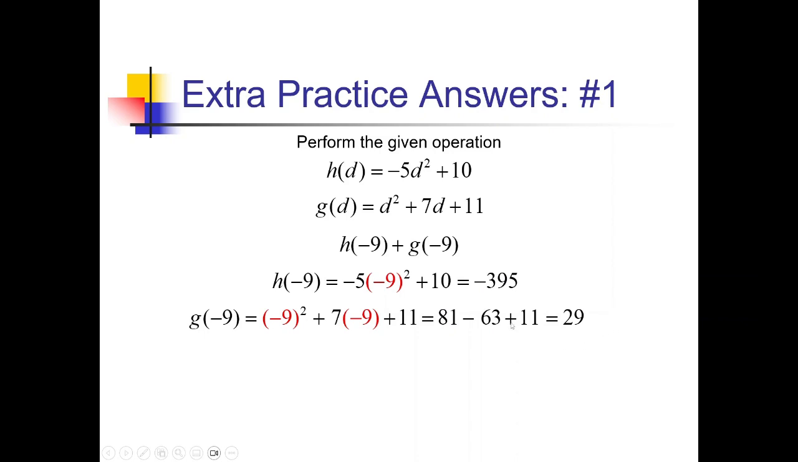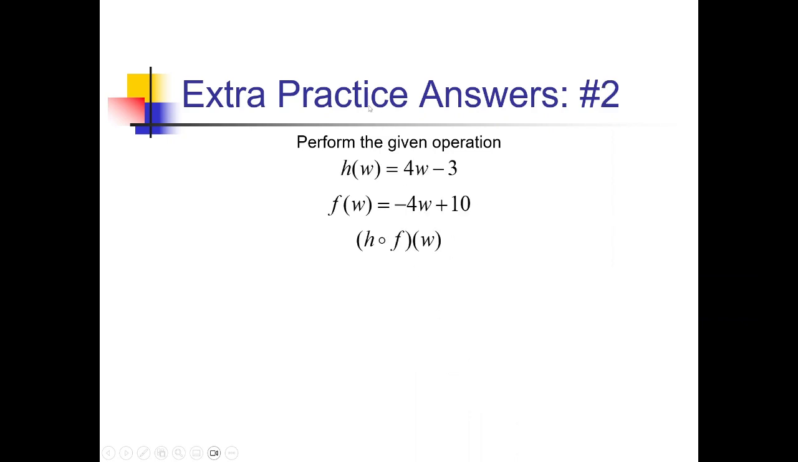So at the end of this one, I've got negative 395 plus 29, which is going to come out to, let's see, it's going to be one more than if I added 30. So that would be negative 366. There we go.